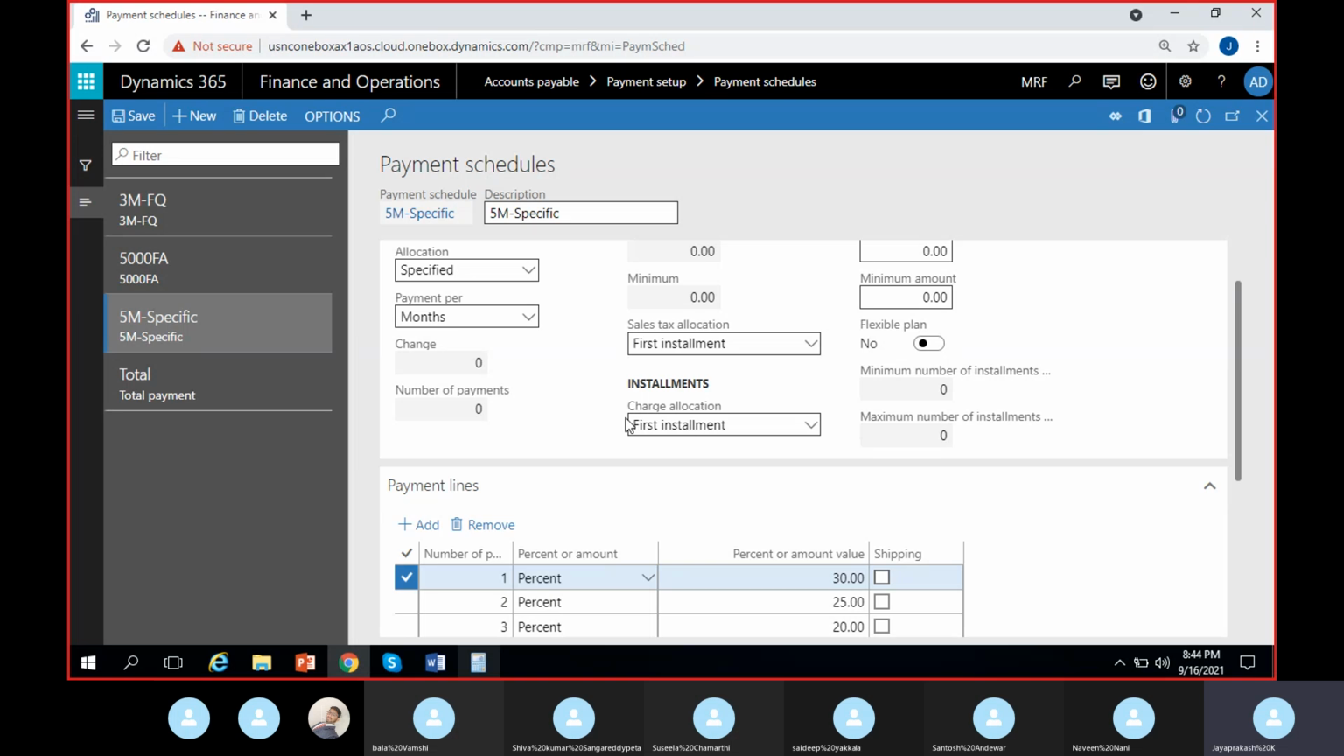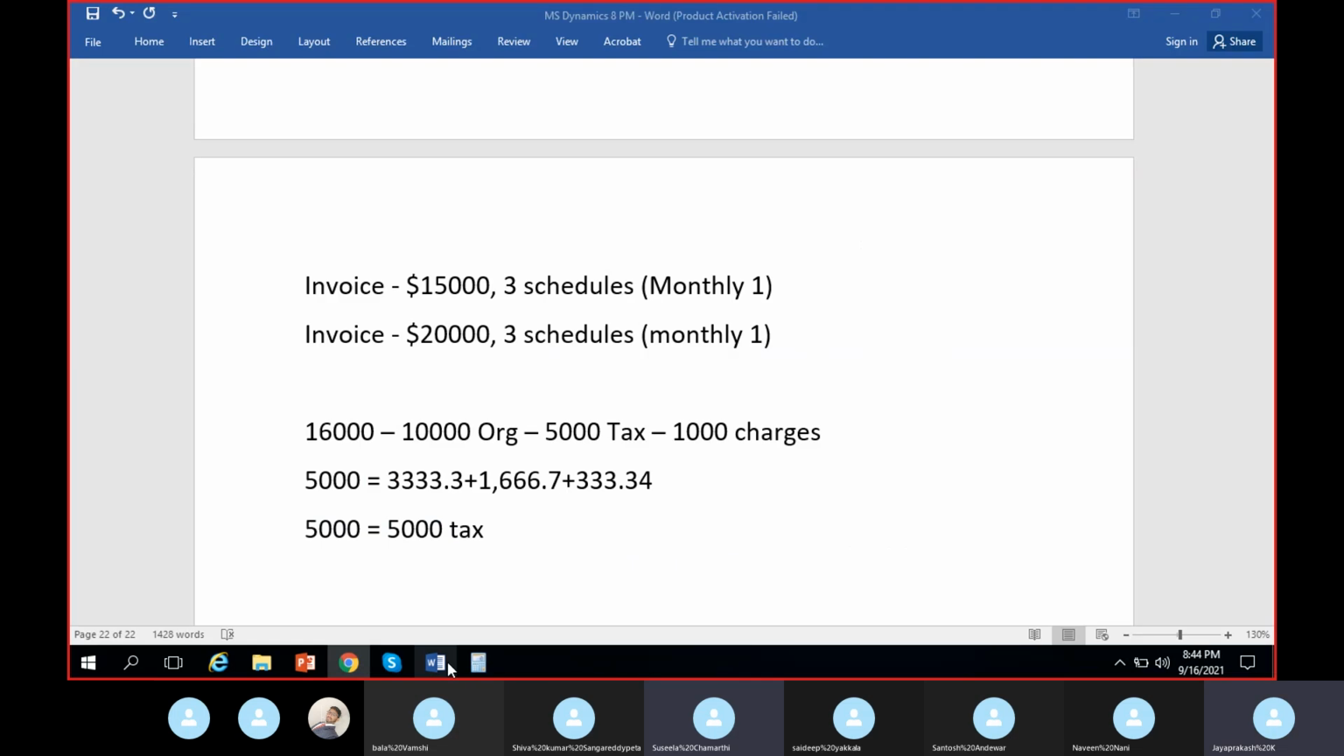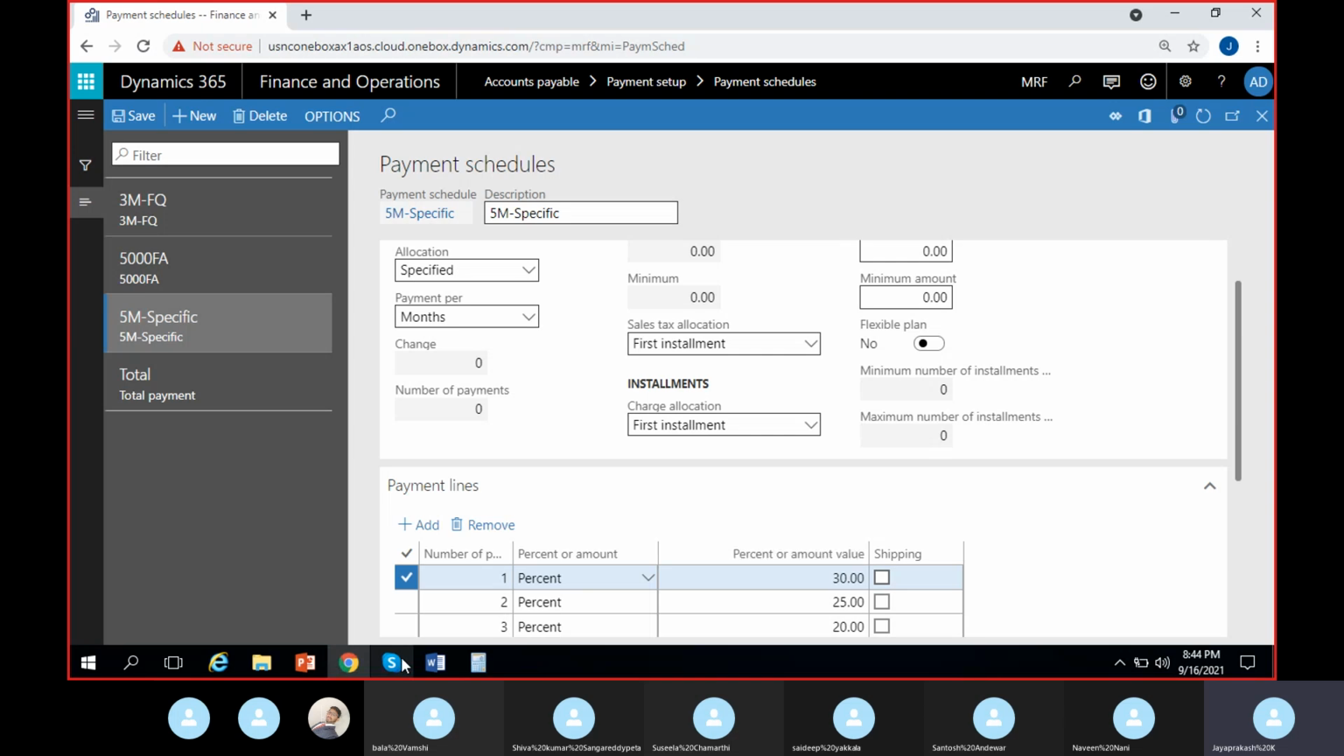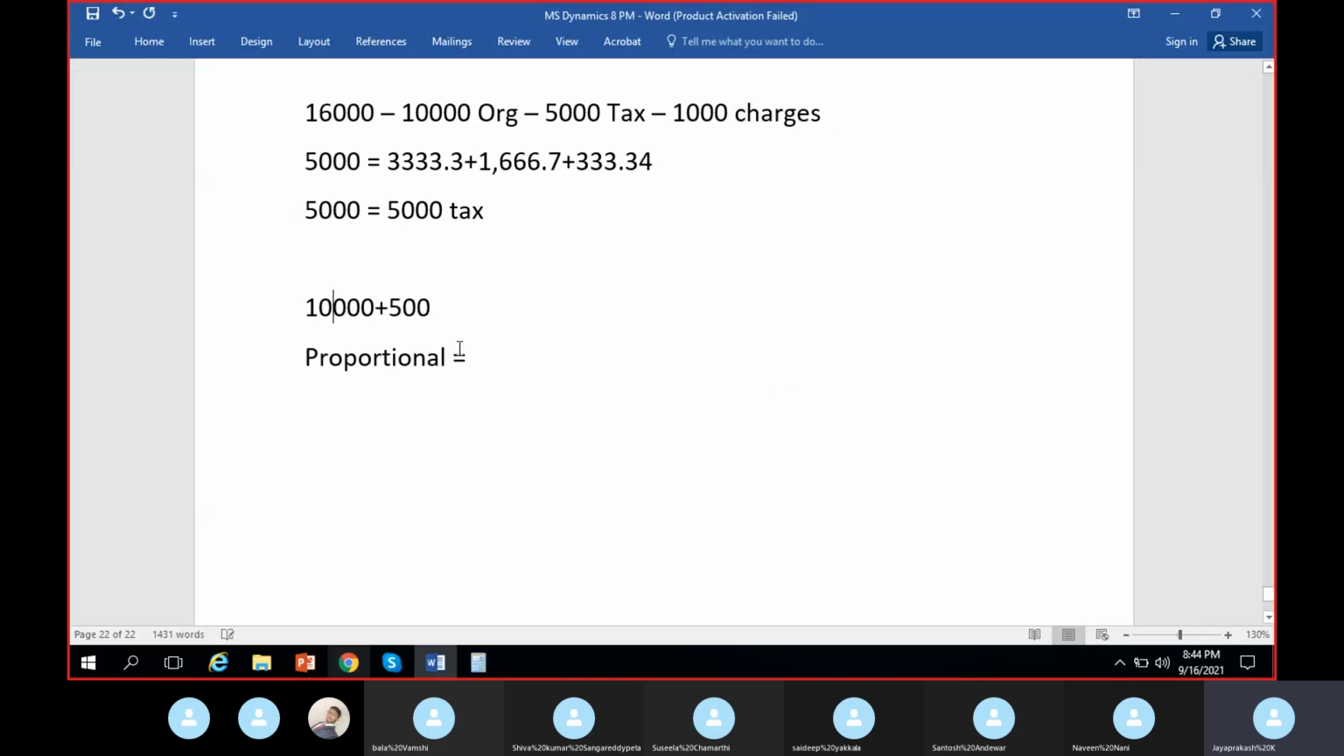Got it, Susila? Yeah, somewhat. Okay. Can you please explain this with amounts? So 10,000 is my original invoice amount, out of which 500 is my tax. So if I'm paying it in the proportional way, suppose I choose the proportional method, what happens is in the first installment 30%, right? So 30% on 10,000 will be 3,000. Okay.